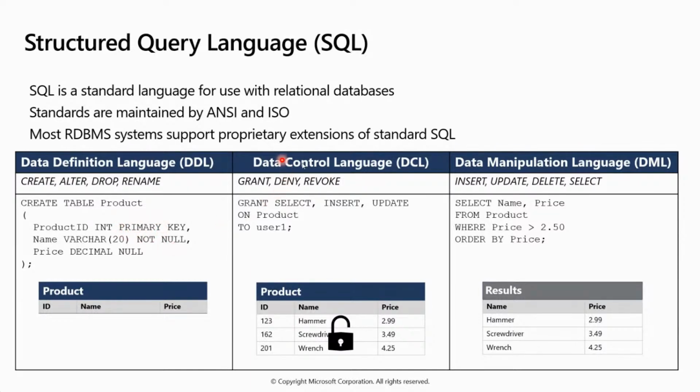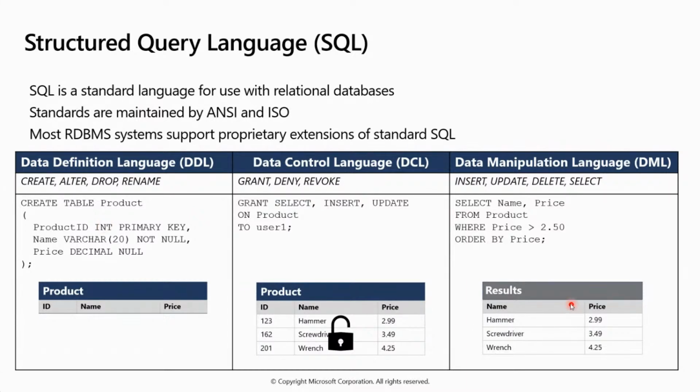Next comes data control language. As we have discussed earlier, for a table, providing some kind of access is also very important. So we call that DCL, data control language, that is grant, deny, and revoke. And next is the data manipulation language.